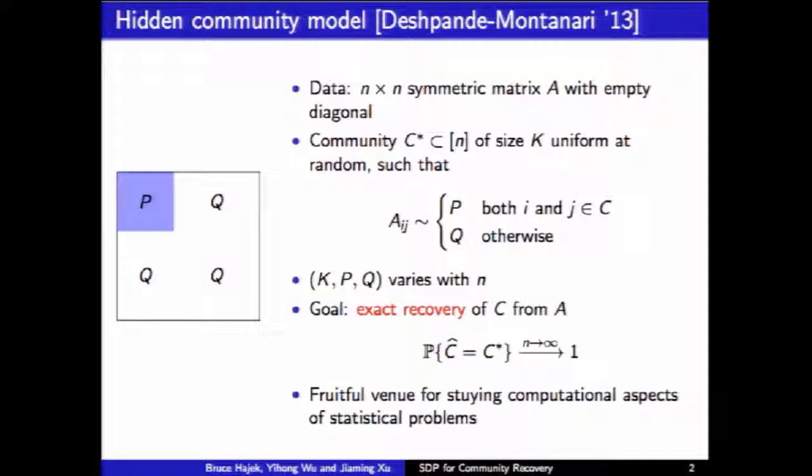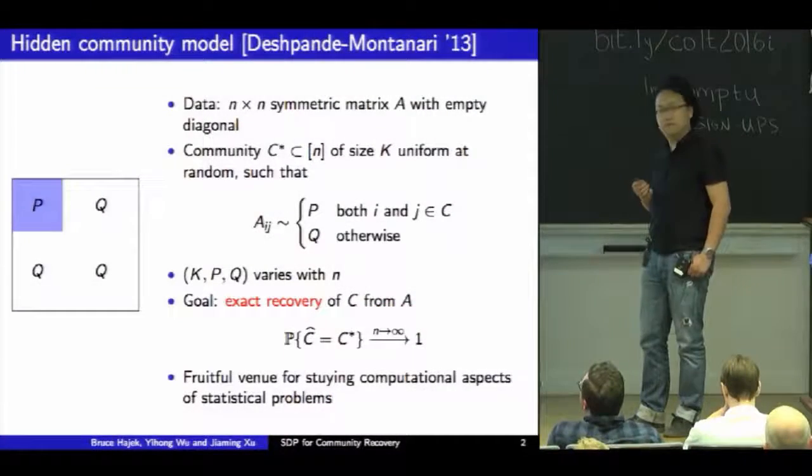And the parameters, of course, vary with the size of the matrix. And the goal here will be solely focused on exact recovery. So I want an algorithm which spits out C star based on observing the matrix, that coincides with the true C star with high probability. So this problem, in fact, provides a very fruitful playground for studying the algorithmic aspects of statistical problems. In other words, there are situations where you can do it with maximum likelihood, but it's very expensive, and whether we can do it with efficient algorithms.